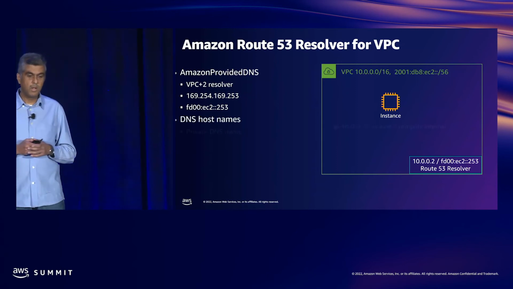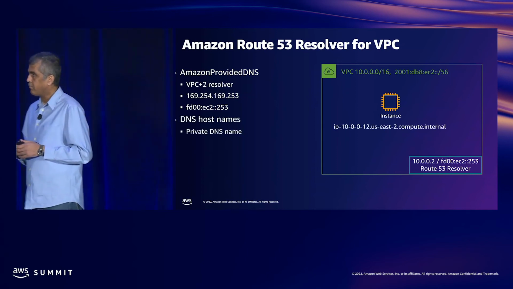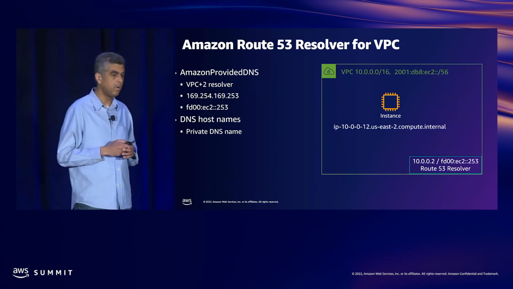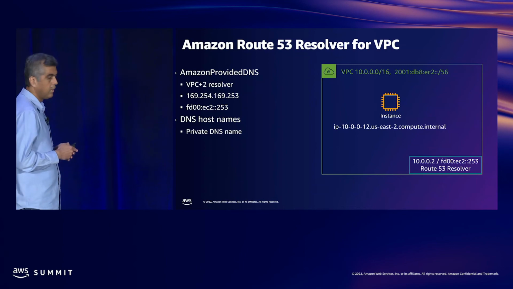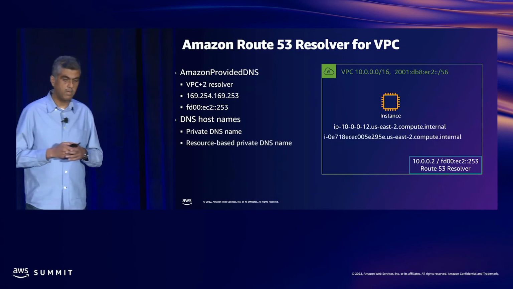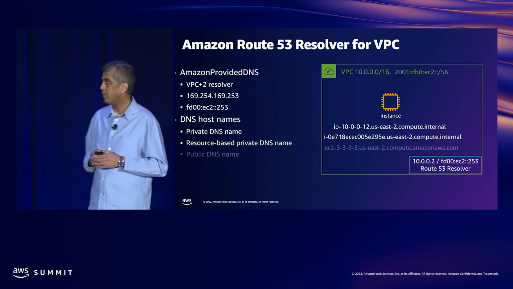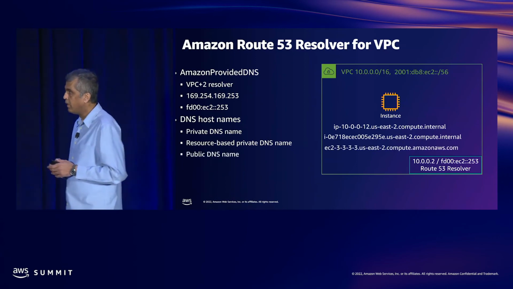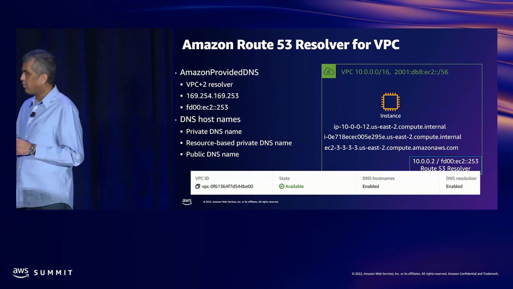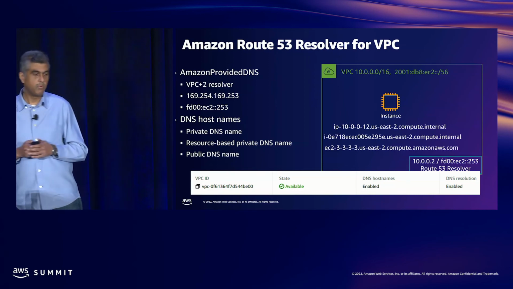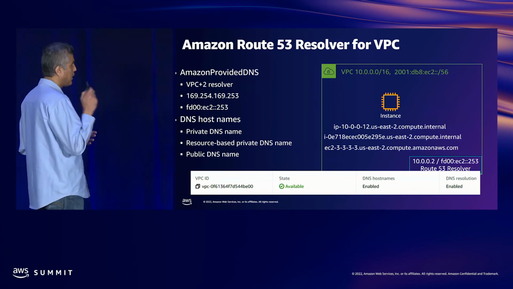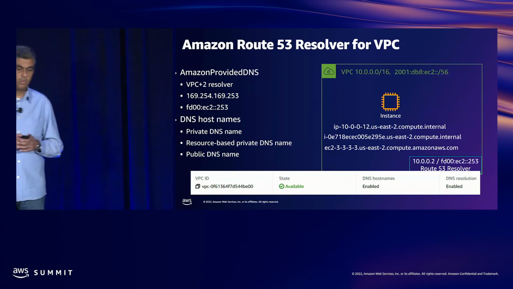It also allows you to resolve DNS host names. So when you launch an EC2 instance, if you enable the DNS, it will get a private DNS name and optionally a public DNS name, as well as a resource-based DNS name for IPv6. And as you can see in the screenshot here below, by default, it is enabled for the default VPC, but you can enable it when you create your VPC with DNS host names enabled and DNS resolution enabled, telling it that you would want to use Route 53 Resolver to resolve your queries.